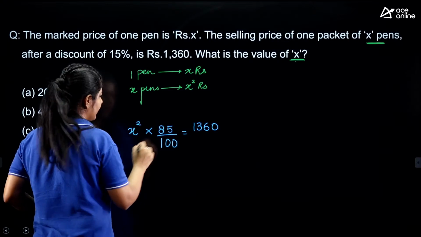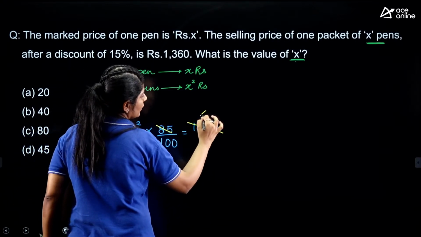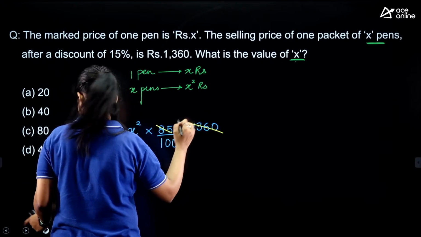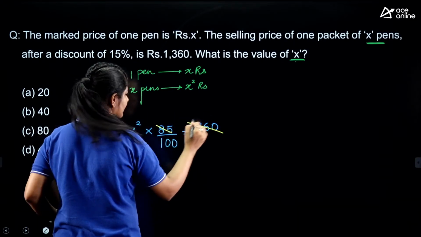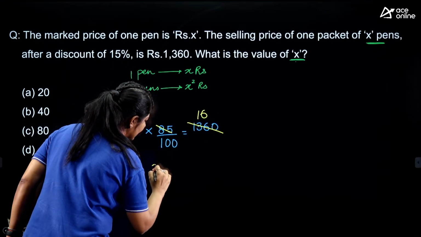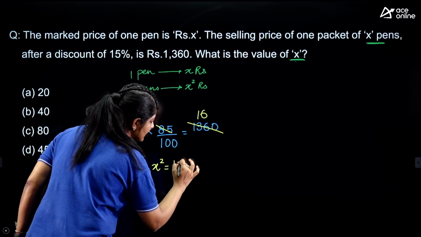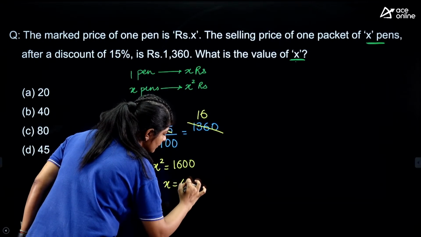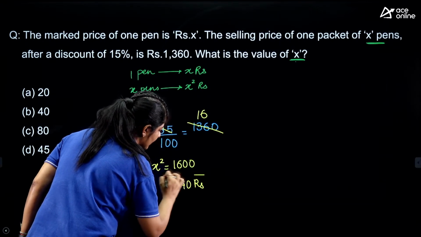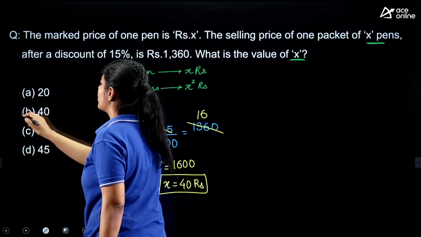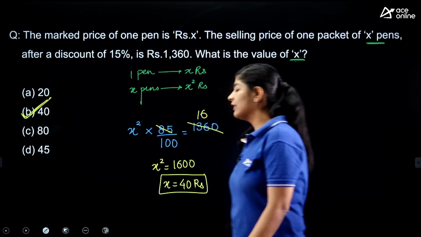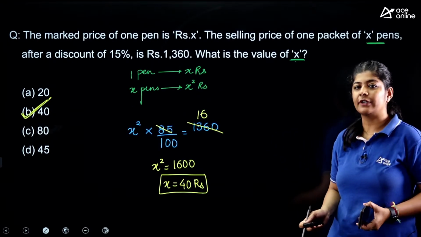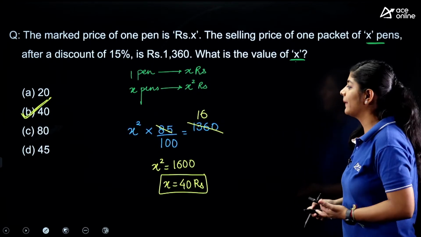Here if we solve it, we get that this is a multiple of 16, right? And here X square is nothing but 1600. So the value of X that we got over here is 40 rupees. The correct answer over here is your option number B. The value that we got is option number B, 40. Clear? This is a very simple one.